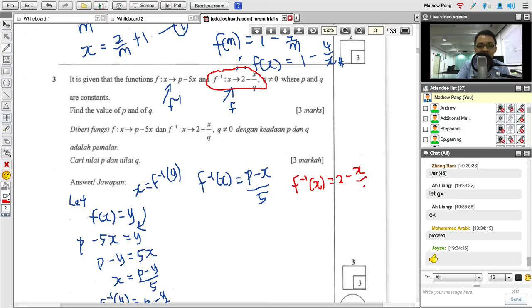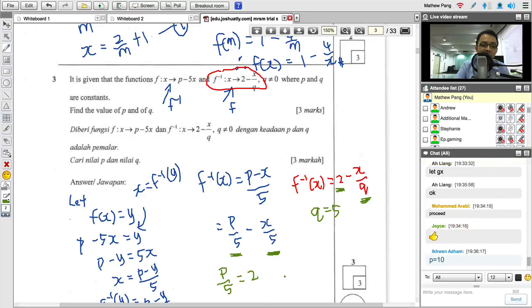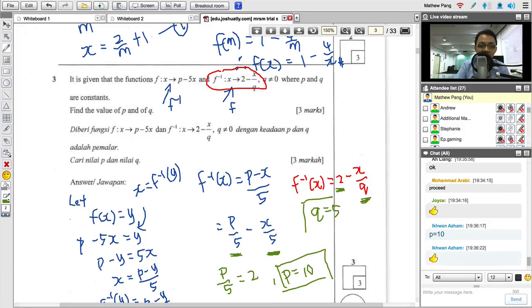So I just do some comparison. But before I do the comparison, I have to separate them, putting the terms with x together. So this equation becomes p over 5 minus x over 5. Then over here you see something similar: this is x over 5, and this is x over q. So from here I know q equals 5. This one is 2 and this one is p over 5, so p over 5 equals 2, and p equals 10. Simple enough. So what we do here is the comparison for this one.